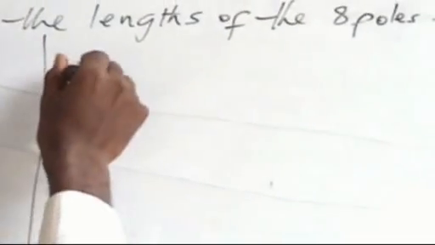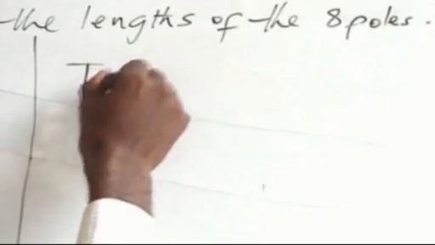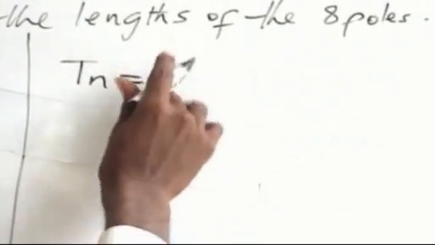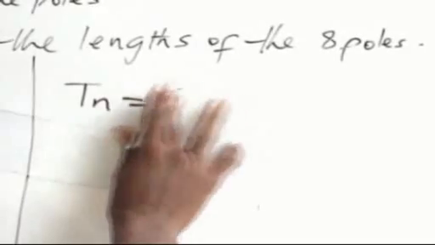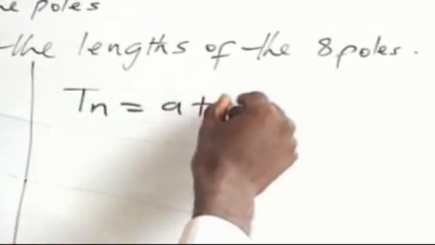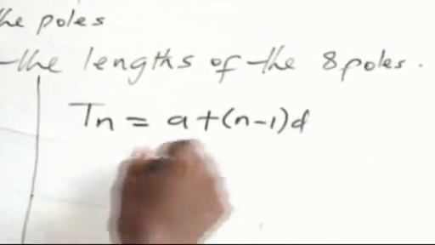All over 4, which is the first pole. We then go ahead to find the other ones. Tn is equal to A plus (n minus 1) d.